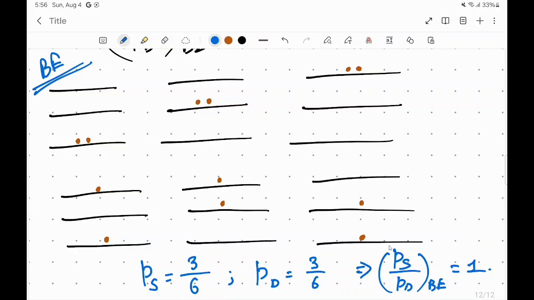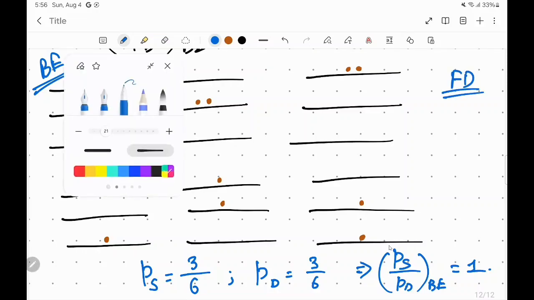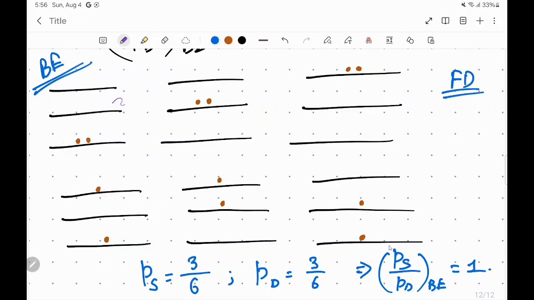It will be 3. Just look for Fermi-Dirac cases. What will be the changes? No two Fermions can be in the same state. This will not be there, right? So for Fermi-Dirac cases, PS will be 0. No PS same state, so it is 0 by 3, correct?